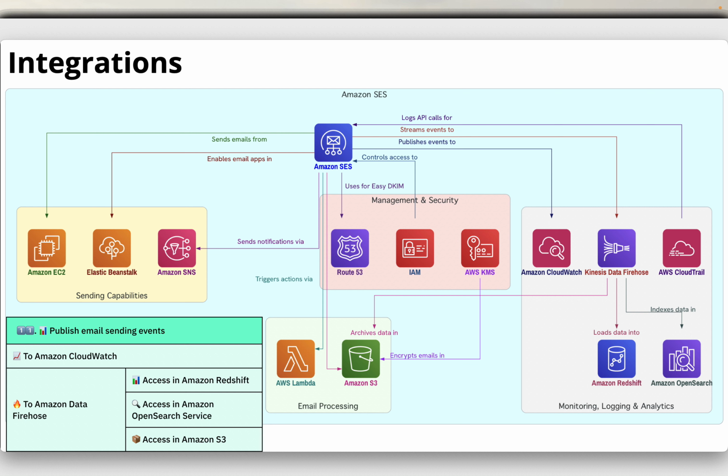And you can publish your email sending events to Amazon CloudWatch or Amazon Data Firehose. If you publish your email sending events to Firehose, you can access them in Amazon Redshift, Amazon OpenSearch Service, or Amazon S3.